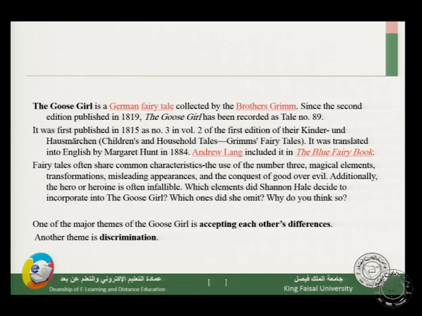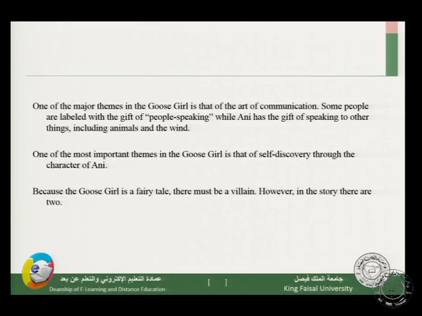We have different themes. One of the major themes in the goose girl is that of the art of communication. Some people are labeled with the gift of people speaking, while Annie has the gift of speaking to other things, including animals and the wind. One of the most important themes in the goose girl is that of self-discovery through the character of Annie.